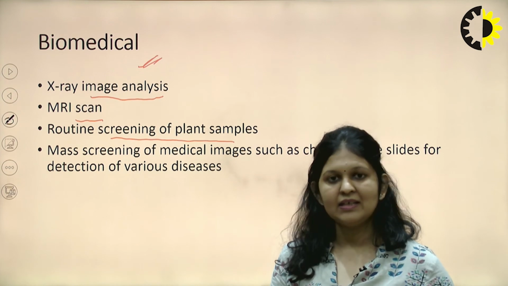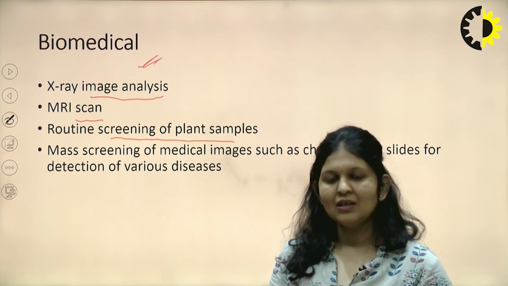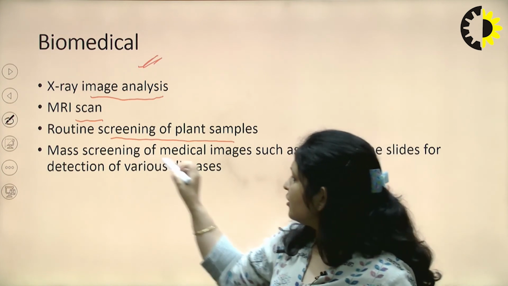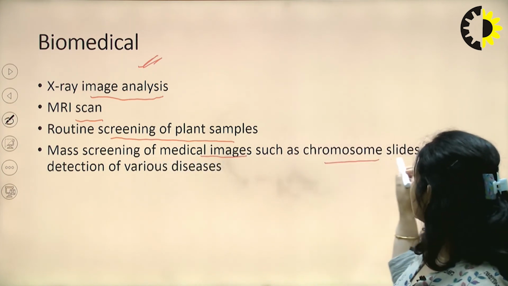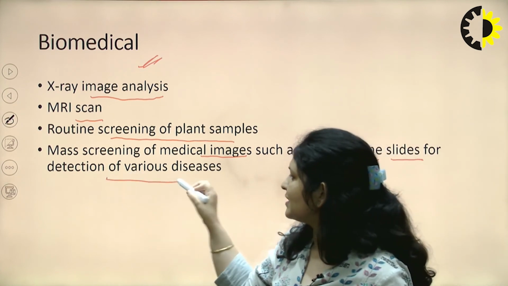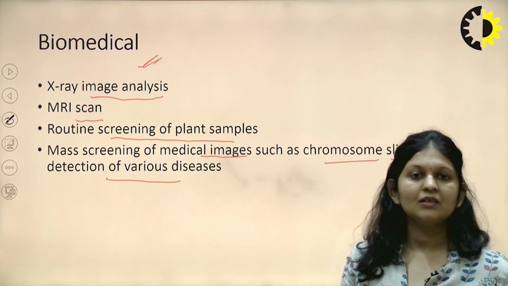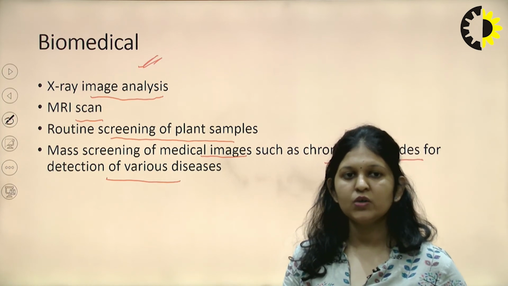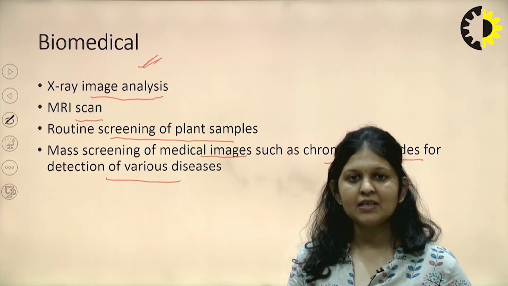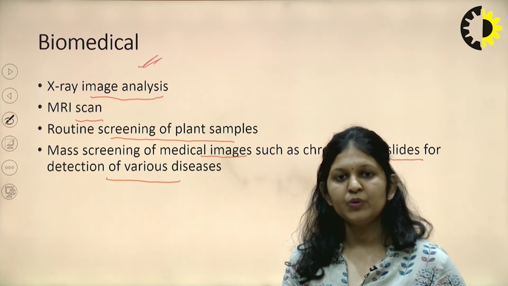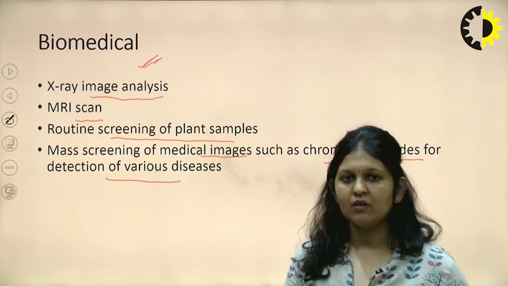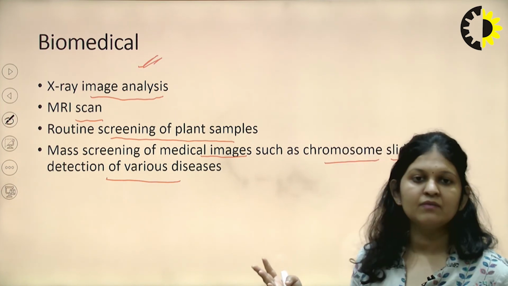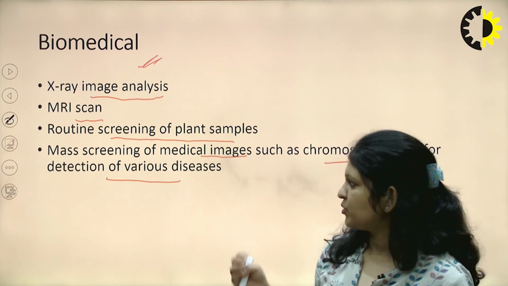Leaves, by seeing the leaf structure and the shape and the decoloration of the leaves. Mass screening of medical images such as chromosome slides for detection of various diseases. Now basically there are certain hereditary diseases. We can check the chromosome slides and we can see if a person is prone to get the disease if their parents already have those diseases. So this is also a very good area where people are working using image processing.